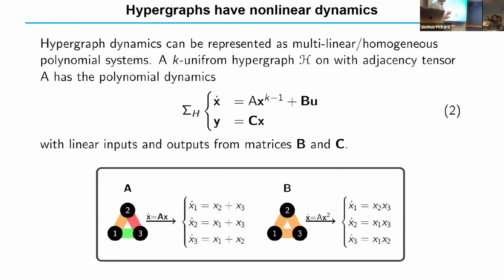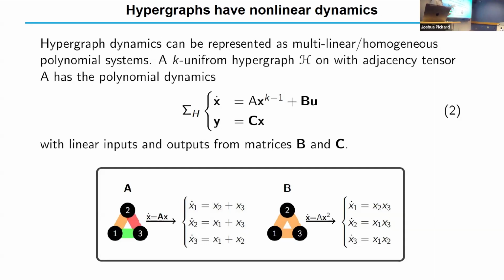Okay. One thing I've been working on lately is thinking about dynamical systems that occur on your hypergraph. So if we have a hypergraph where the vertices are our state variables, the variables we measure, and the hyperedges are the interactions in our network, we can take our adjacency tensor and write down the homogeneous polynomial of the adjacency tensor, and we can look at the controllability or observability properties of that system.